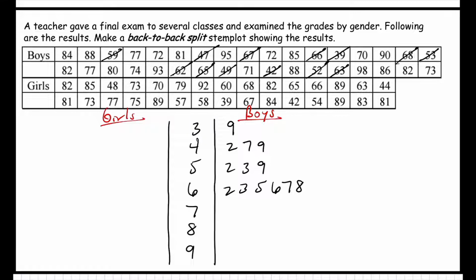70, a little more 70. So we got a 70. We got a 71. We got 1, 2, 72s. 73. 74. 77, two of them. And that's it for the 70s.